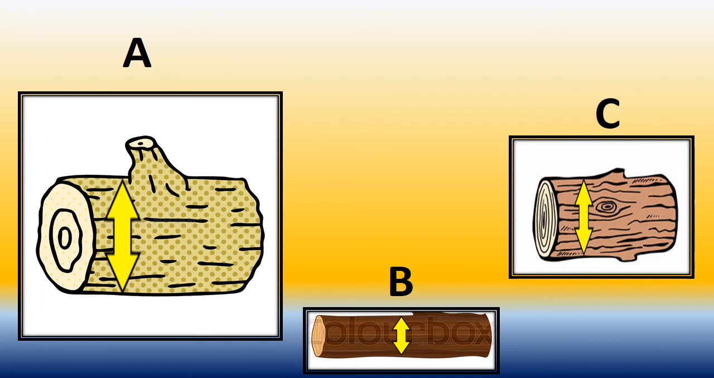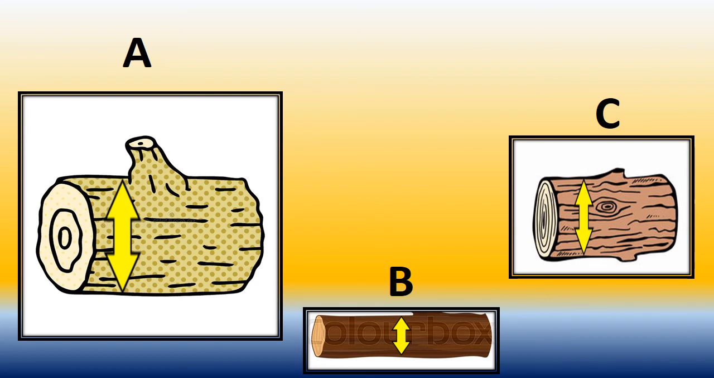So, what do we see here? We see wooden logs. Is there a difference between them? Yes, there is a difference. The width of the wooden log in picture A is more than the width of the other two logs. Therefore, the wooden log in picture A is the thickest. We can also say that the width of the wooden log in picture B is less than the width of the other two logs. Therefore, the wooden log in picture B is the thinnest.